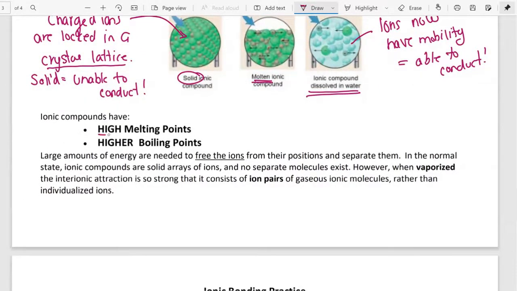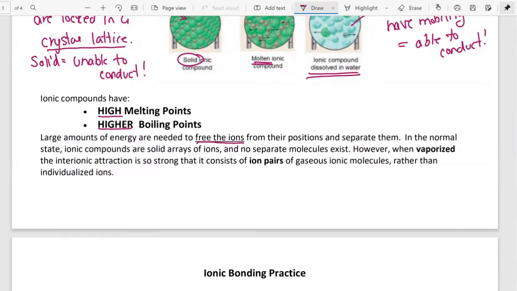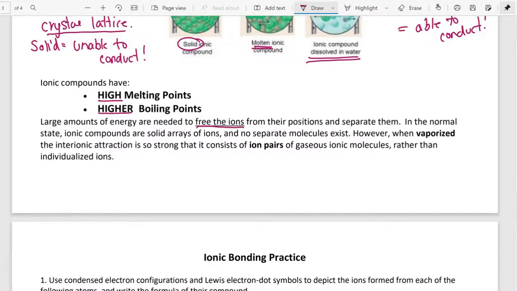Last little part here: ionic compounds have high melting points and even higher boiling points. It takes a lot of energy to free those ions from their crystal lattice positions and to separate them. So it's going to take a lot of energy, especially when we talk about trying to actually vaporize and completely overcome the attractions to form gaseous ionic compounds.